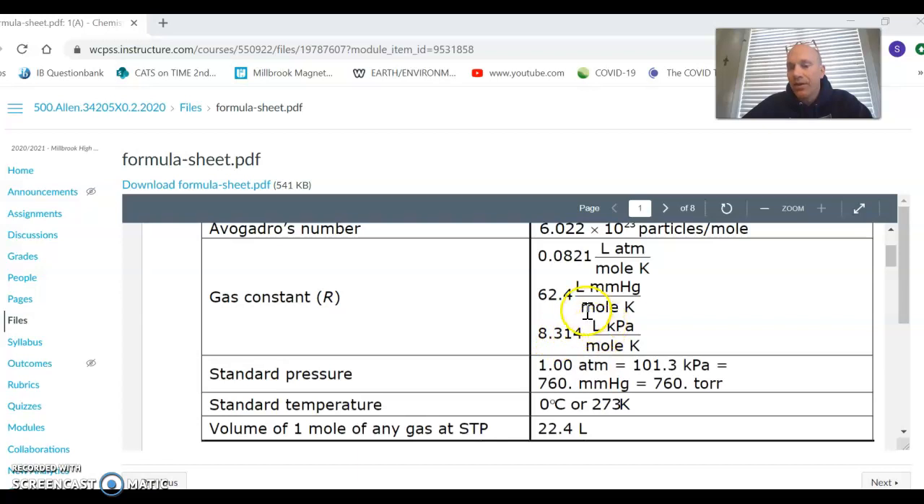Another thing though, notice that the volume, this is a liter right here. So if the volume in the problem is not in liters, you need to convert it to liters, because all of these numbers assume that you're using a volume which is given in liters.